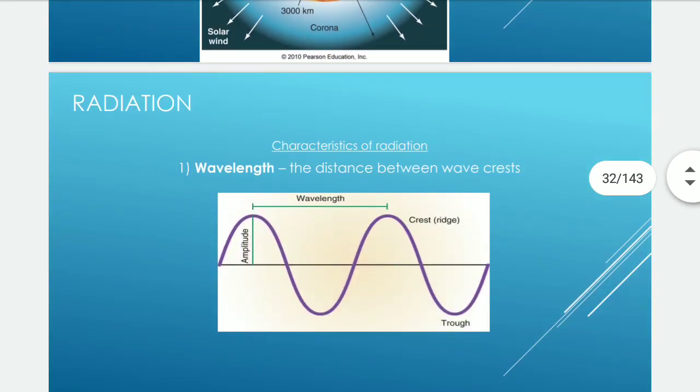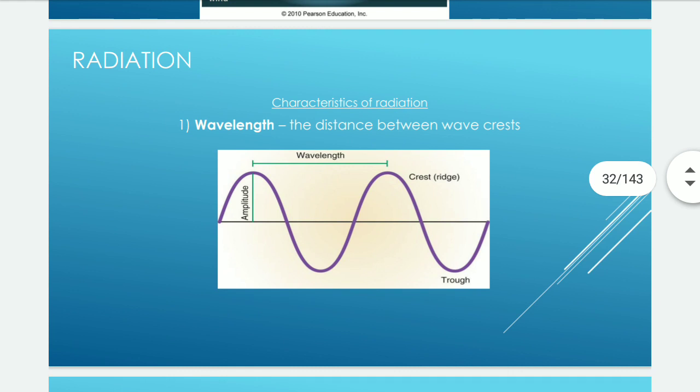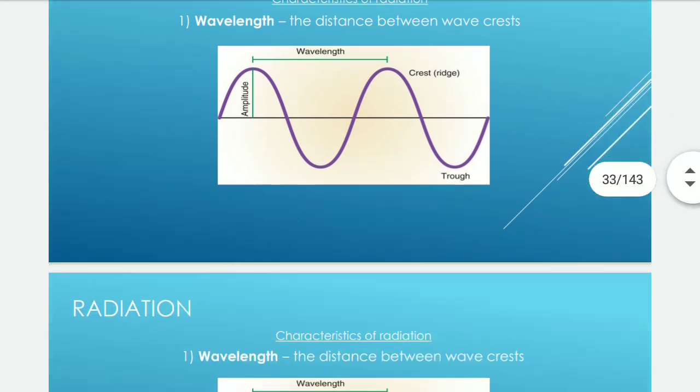Radiation, characteristics of radiation. Wavelength. What is wavelength? It is the distance between wave crest and trough. Amplitude, the maximum magnitude covered by positive and negative cycle. Lowest part trough, upper part crest. The distance between two successive crests or troughs is called wavelength.